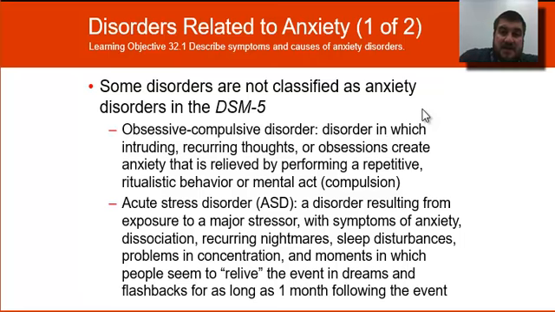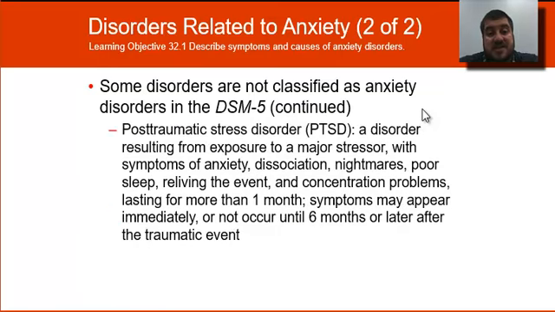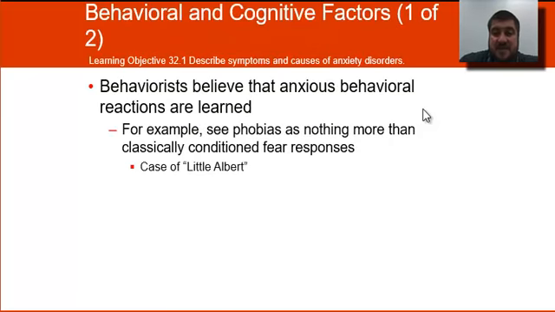And that can happen up to a month following the event. This could be war, this could be a car crash, this could be a robbery. Anything that has been traumatic to the person can cause acute stress disorder. Now, PTSD, or post-traumatic stress disorder, the symptoms have to occur for more than a month after the thing. They may not appear immediately. They may occur 6 months or later after the traumatic event as well, but it's the same symptoms. It's just the amount of time that is different.